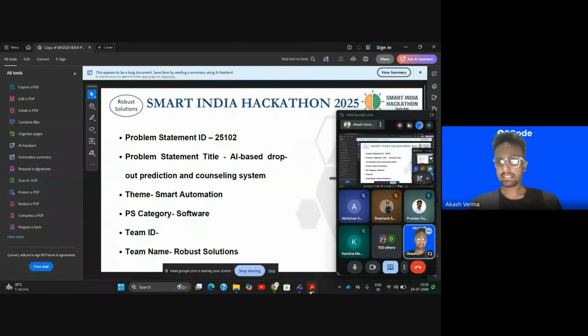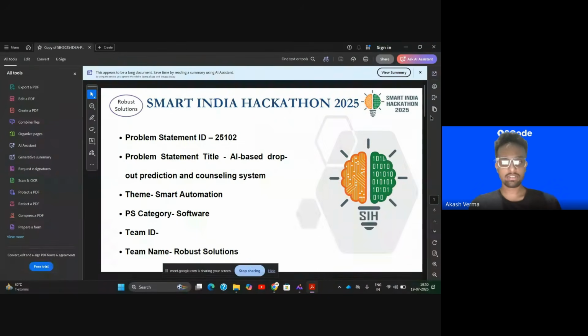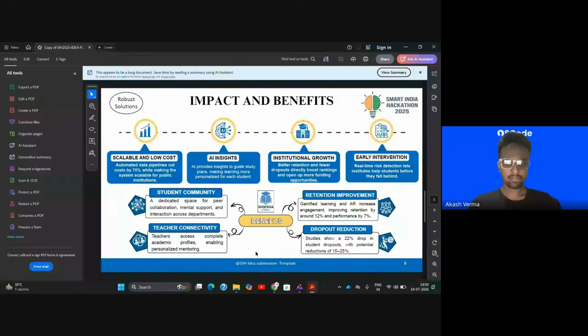Last year, this was the presentation which we submitted for our SIH. One thing to keep in mind: don't change the header and footer of any template, irrespective of whichever hackathon you are participating in. If the organizing committee has given you a template, just follow it. You can add elements, but don't play with the color palette of the PowerPoint. This was the title slide, with the ID, title, theme, PS secretary, team ID, and team name.